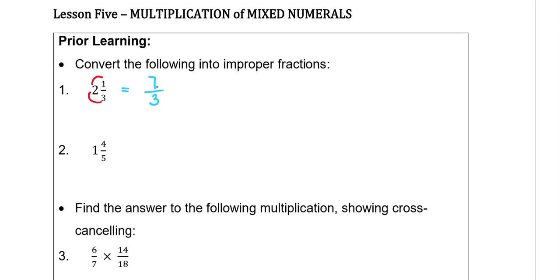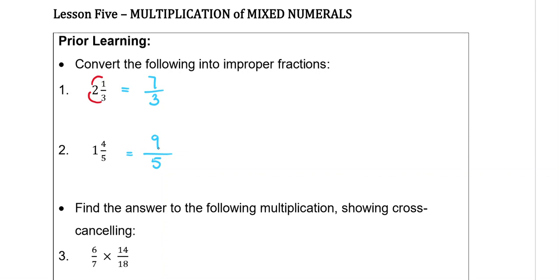Okay, question 2. The 5 on the bottom of the fraction will stay there. We are going to times 5 times 1, which is 5, and then add on the 4, which makes 9.